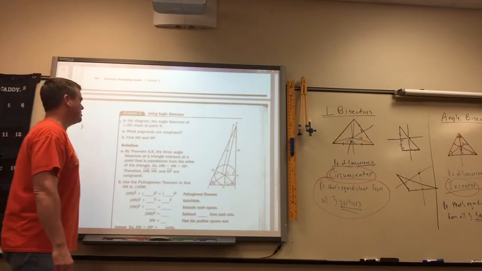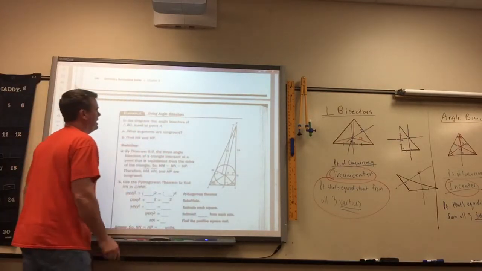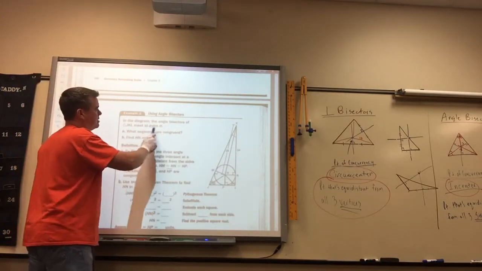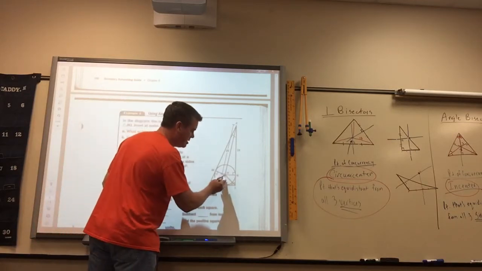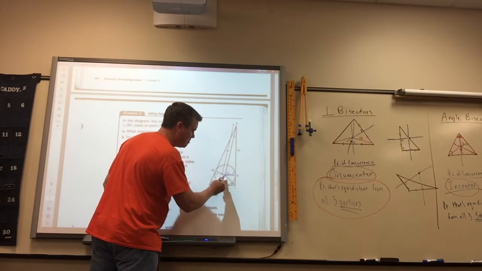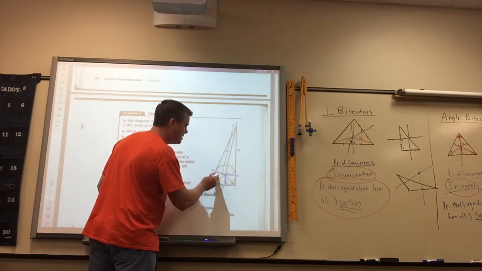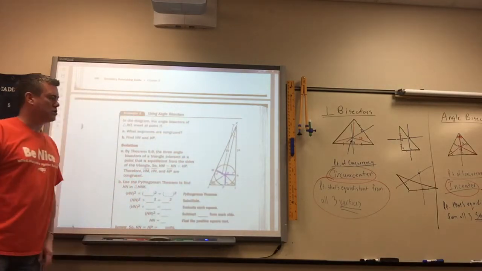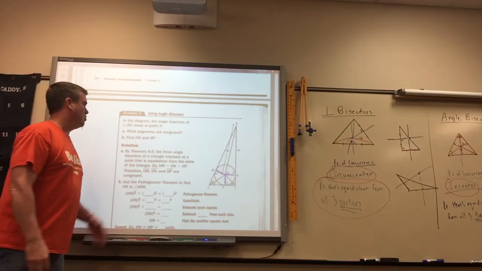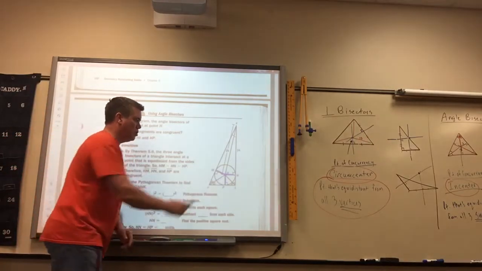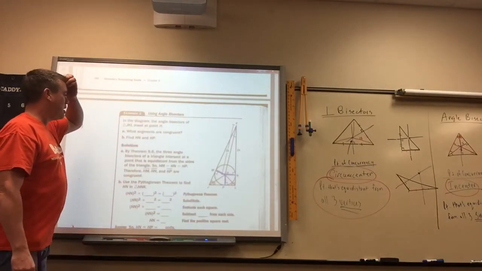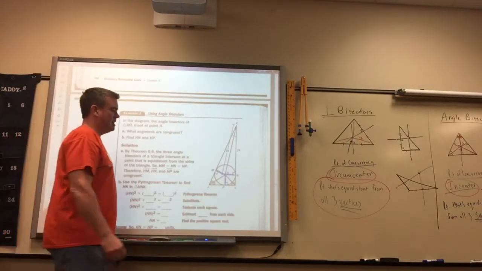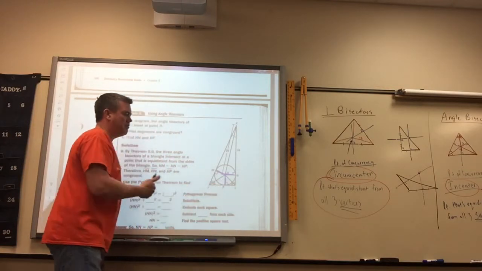Angle bisectors. The angle bisectors meet at point H. So what you need to know about that is that point is equidistant from each side. So all three of those are equal. What segments are congruent? We just showed MH, HN, HP. So they want us to find HN and HP. They're going to be the same.